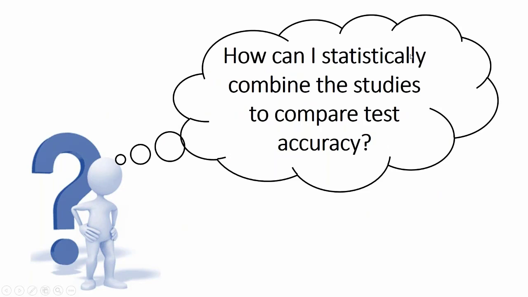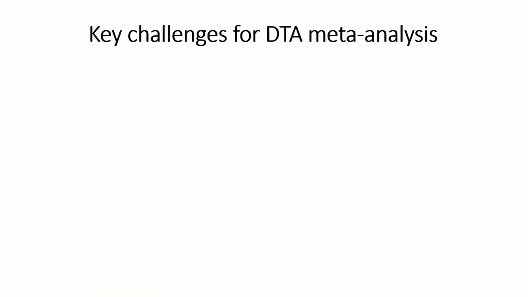So now, how can I statistically combine the studies to compare test accuracy? What I didn't ask in that poll is whether the meta-analysis that was done compared test accuracy, but it was really just to get a sense of where people are with DTA meta-analysis.